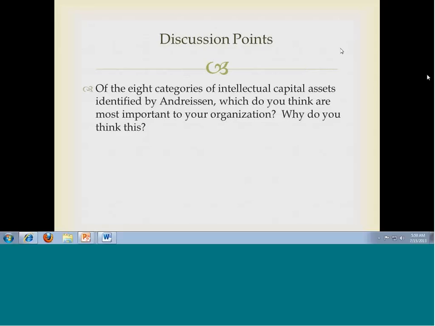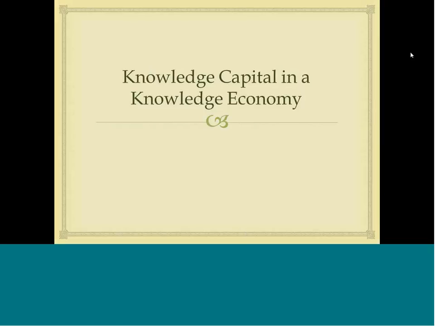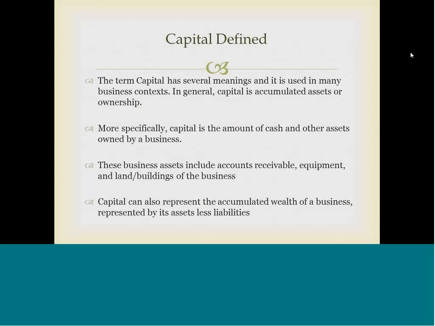We're going to talk about what we're auditing, different kinds of knowledge assets and intellectual property. So let's begin with a discussion of knowledge capital in the knowledge economy and the role of capital in an economic system in general. The term capital has several meanings, and it is used in many different business contexts. In general, capital is accumulated assets or ownership. More specifically, capital is the amount of cash and other assets owned by a business. And notice the focus here on assets. These business assets include things like accounts receivable, equipment, land, buildings.